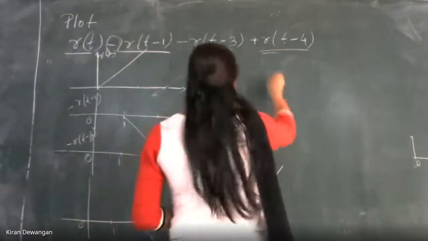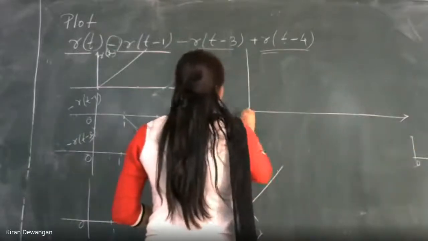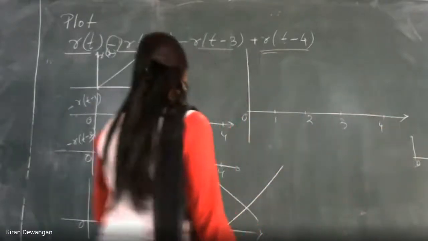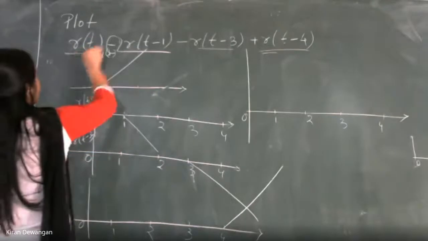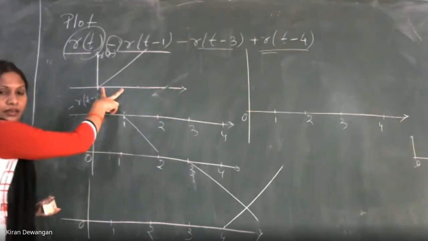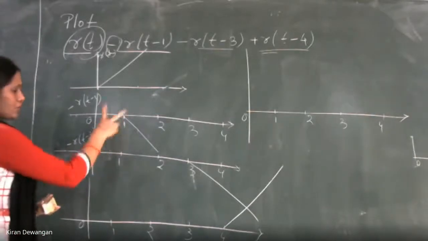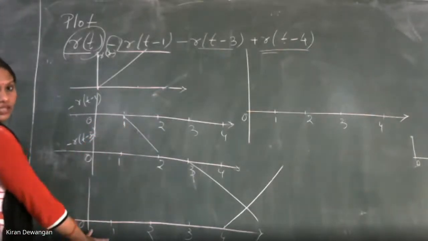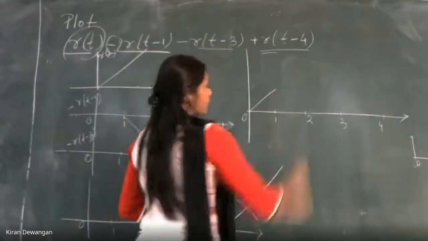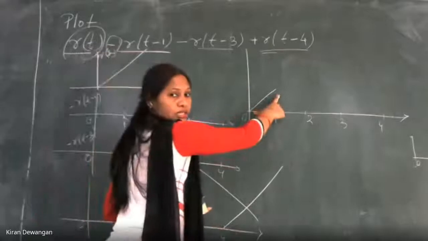So for addition, we'll check by each and every value. 0, 1, 2, 3, 4. Now, since in the starting 0 to 1, we have the value only of r(t). Only r(t) is existing between 0 to 1. We don't have value of r of t minus 1, r of t minus 3 and r of t minus 4. So we are having value only of r(t). तो ये आपका ऐसे increase हो जाएगा. Till 1 it will be rising. So that is our original r(t).